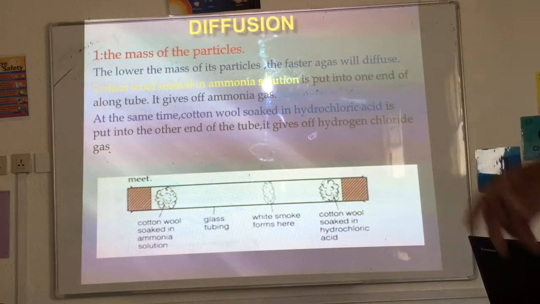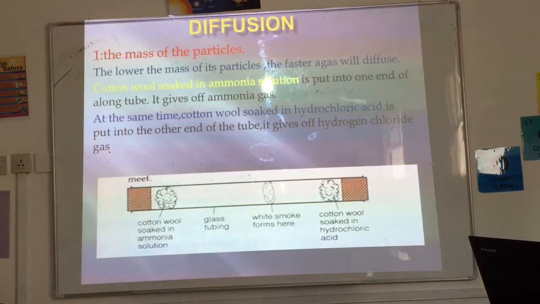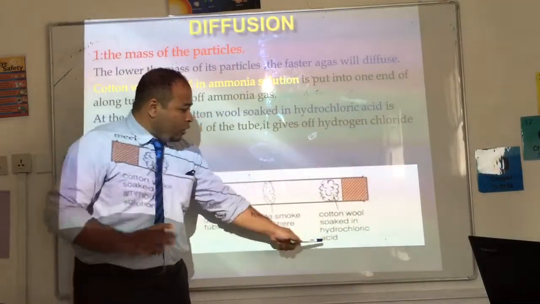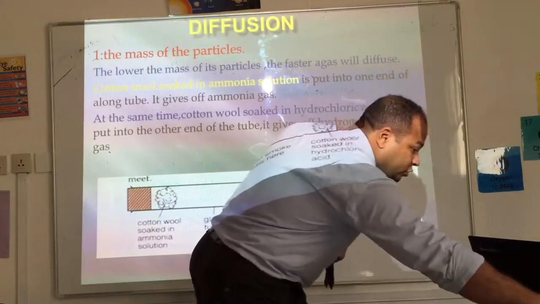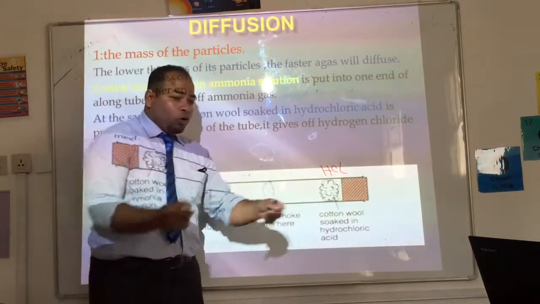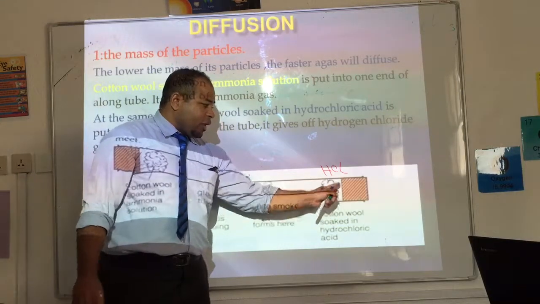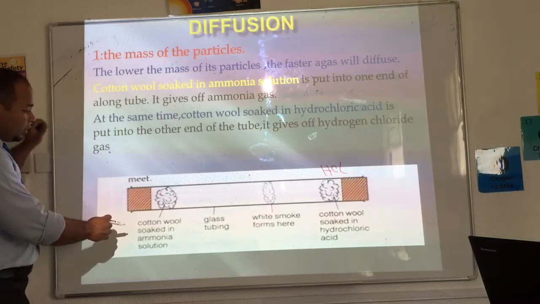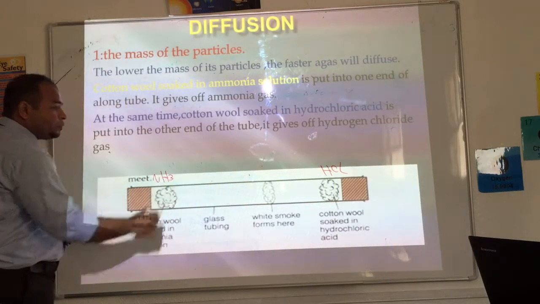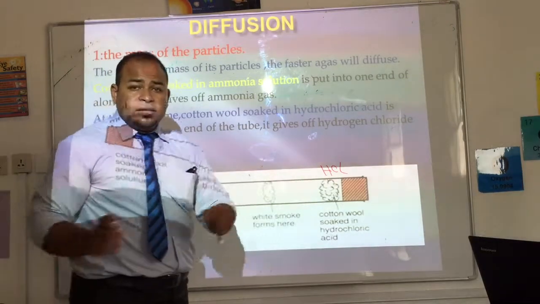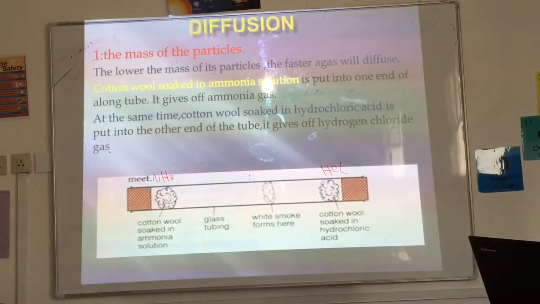Here I have an experiment. I will show you in video now, but just to see what we have here. Here I have cotton wool soaked in hydrochloric acid, HCl, at this side of a tube. At the second side, we have cotton wool soaked in ammonia solution, NH3. Okay? HCl will produce vapor of HCl gas. NH3 will produce NH3 gas, vapor from NH3. Okay? Smoke. You will see now in the video.